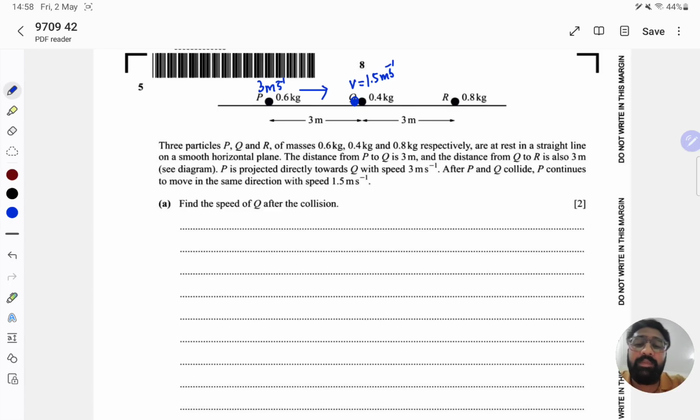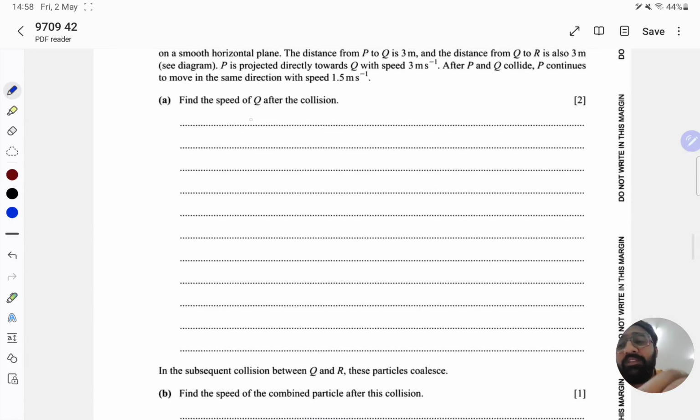So it's a very simple question. It's about momentum. We are aware that the momentum before collision will be equal to the momentum after collision.